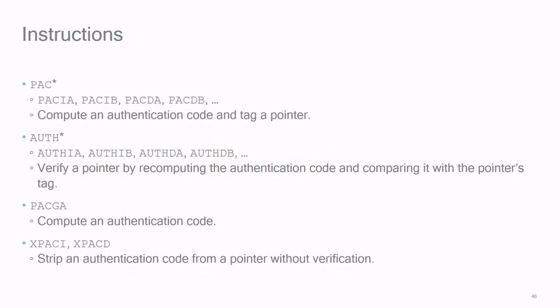Going back to the instructions, there are two more groups. There's also a generic authentication code instruction. What this does is it computes the authentication code, but rather than tagging a pointer with it, it just writes it into a register. More precisely, it writes it into the upper 4 bytes of a register, and it zeroes the lower 4 bytes of a register.